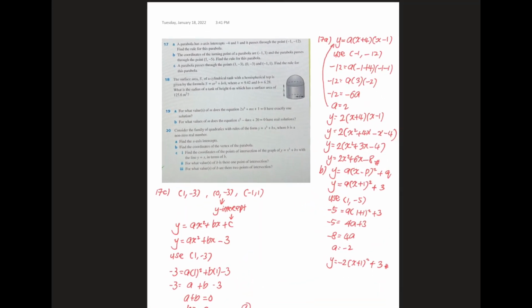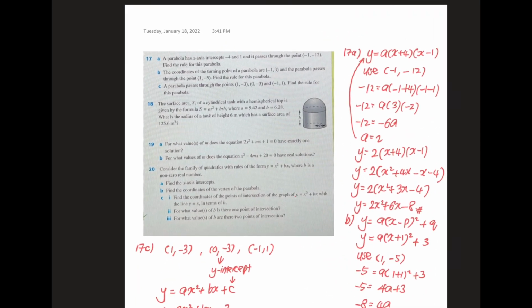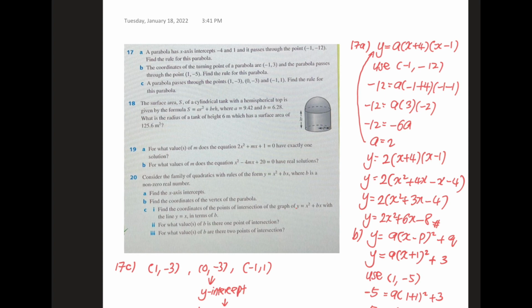So altogether, you will realize there are 3 techniques. The first technique is they give us x-intercept, then we use these ways. The second technique is they give us turning point, then we use this way. The third technique is they don't give us turning point and x-intercept, then we use this way, simultaneous equation. So there are altogether three skills to form the quadratic rule. So that is question 17.